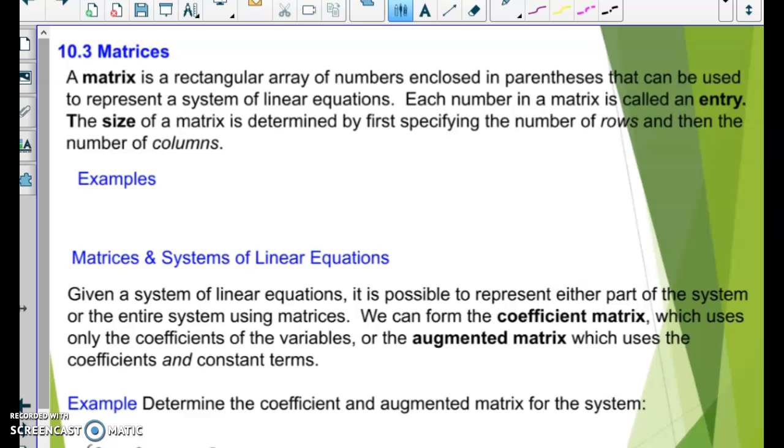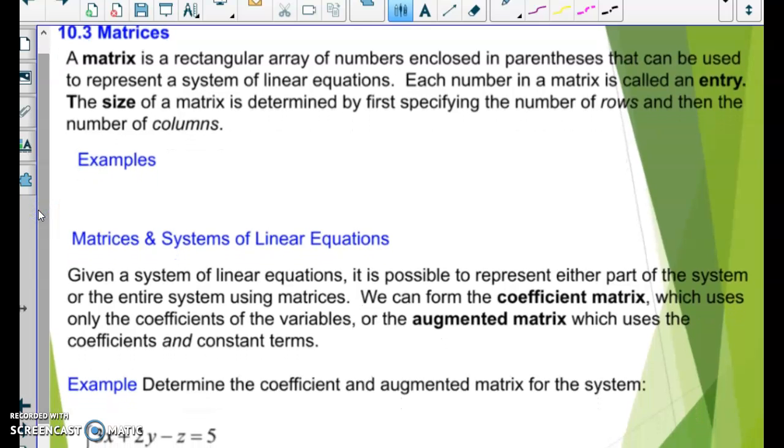So let's talk about matrices, since I kind of introduced them in the last section a little bit, but we need to talk a little bit and get some of the baseline stuff. A matrix is a rectangular array of numbers enclosed in parentheses that can be used to represent a system of equations, which I did. Each number in the matrix is called an entry, and the size of the matrix is determined by first specifying the number of rows and then the columns.